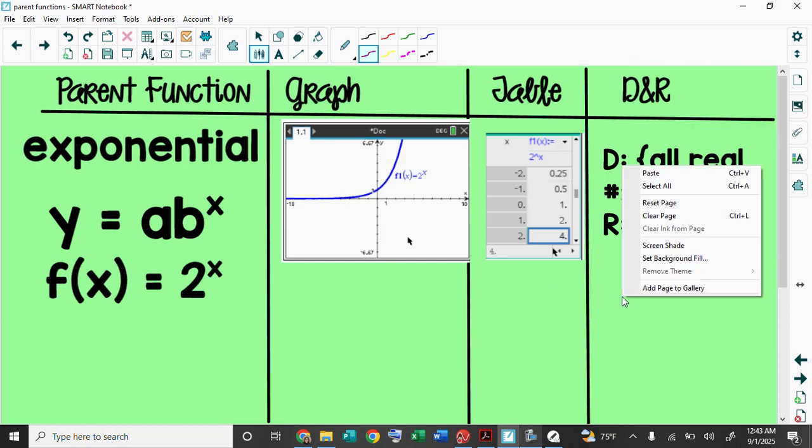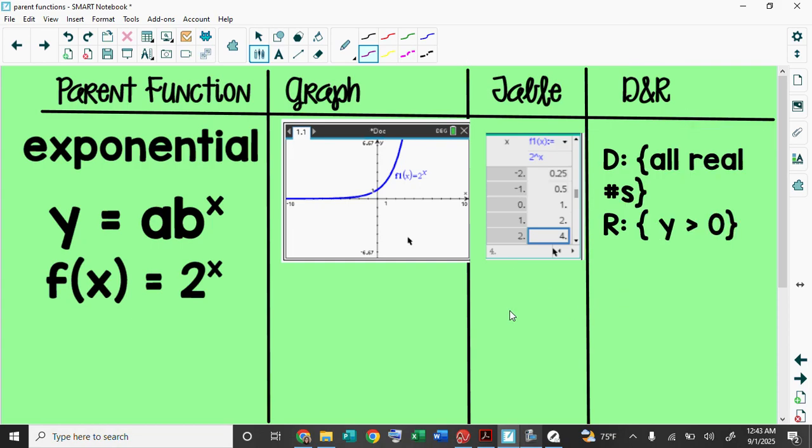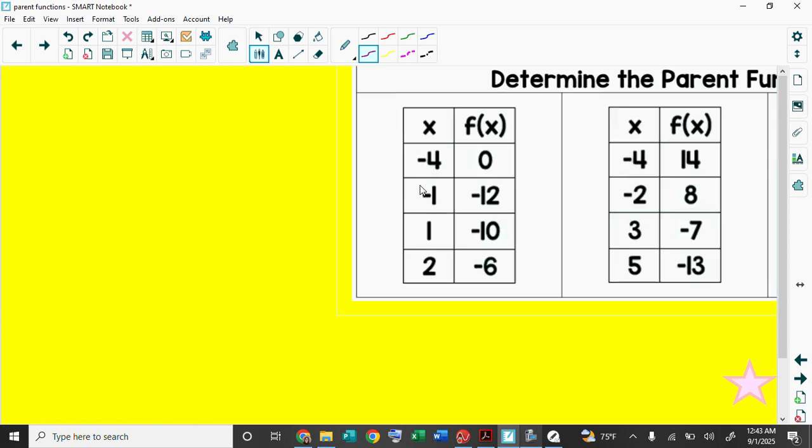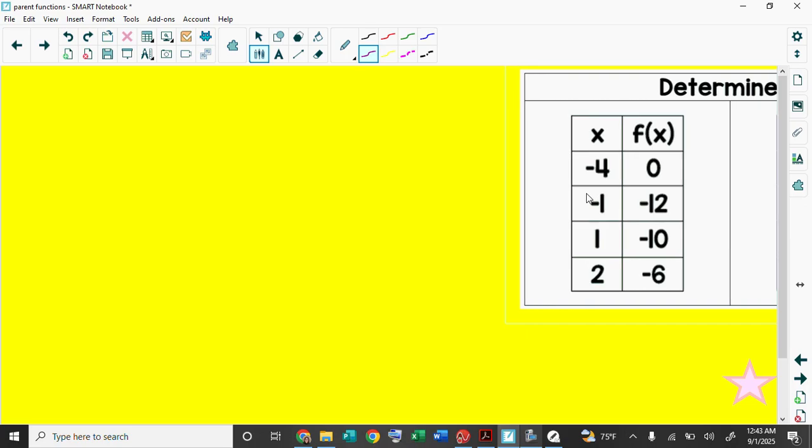Okay. Pause your video, get all that information down, and then we've got one more foldable to go. So we are going to determine the parent function. So all we have is points here. We could take them, we could plot them, but I'm going to show you or refresh your memory on how to plot them on the calculator.